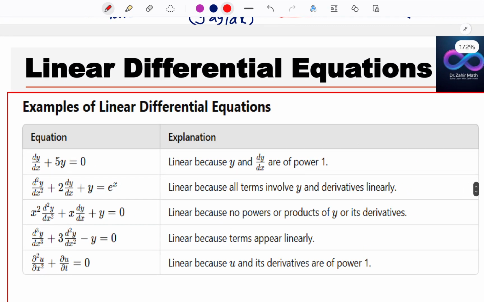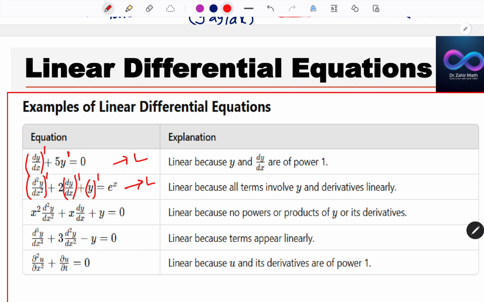Look at the differential equation. Don't look at the English words. Okay, right. Look here. What is the power of dy by dx? The power is 1. What is the power of y? 1. So this is a linear differential equation. So what is the power of the differential coefficient? 1. What is the power of y? 1. So it's a linear differential equation.